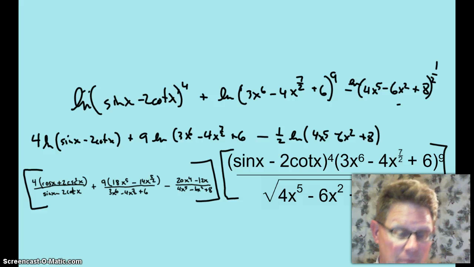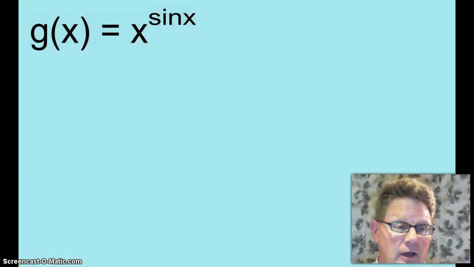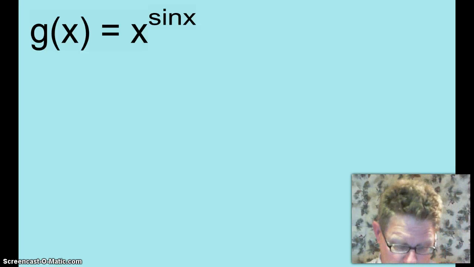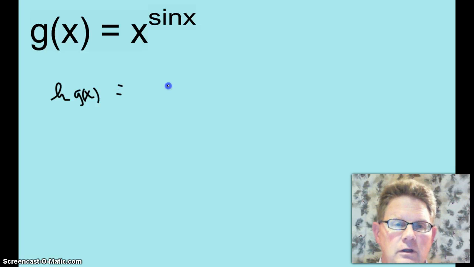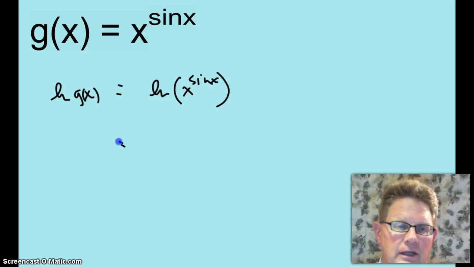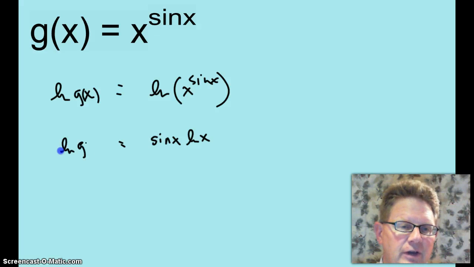Now here comes your last example, I do believe. g of x equals x to the sine x. Okay, take the natural log of both sides. The ln of g of x equals the ln of x to the sine x power. So that equals, we can move that exponent down, sine of x times ln of x. That's what the ln of g of x is.